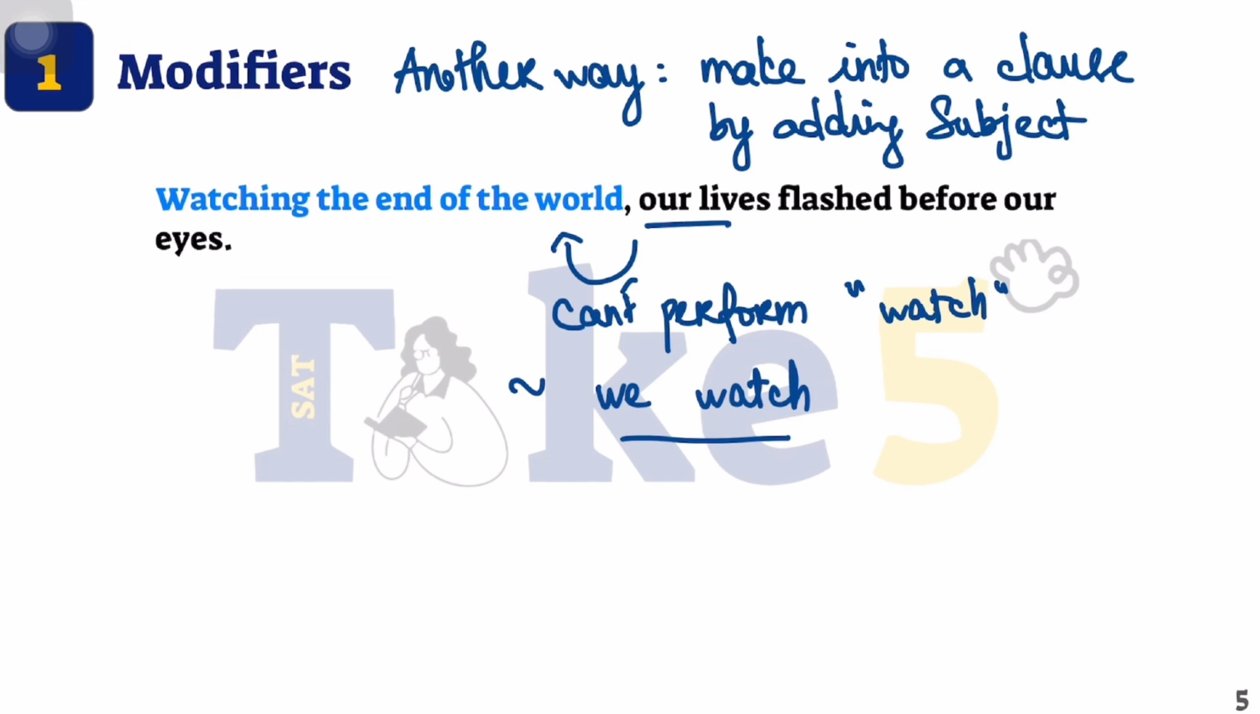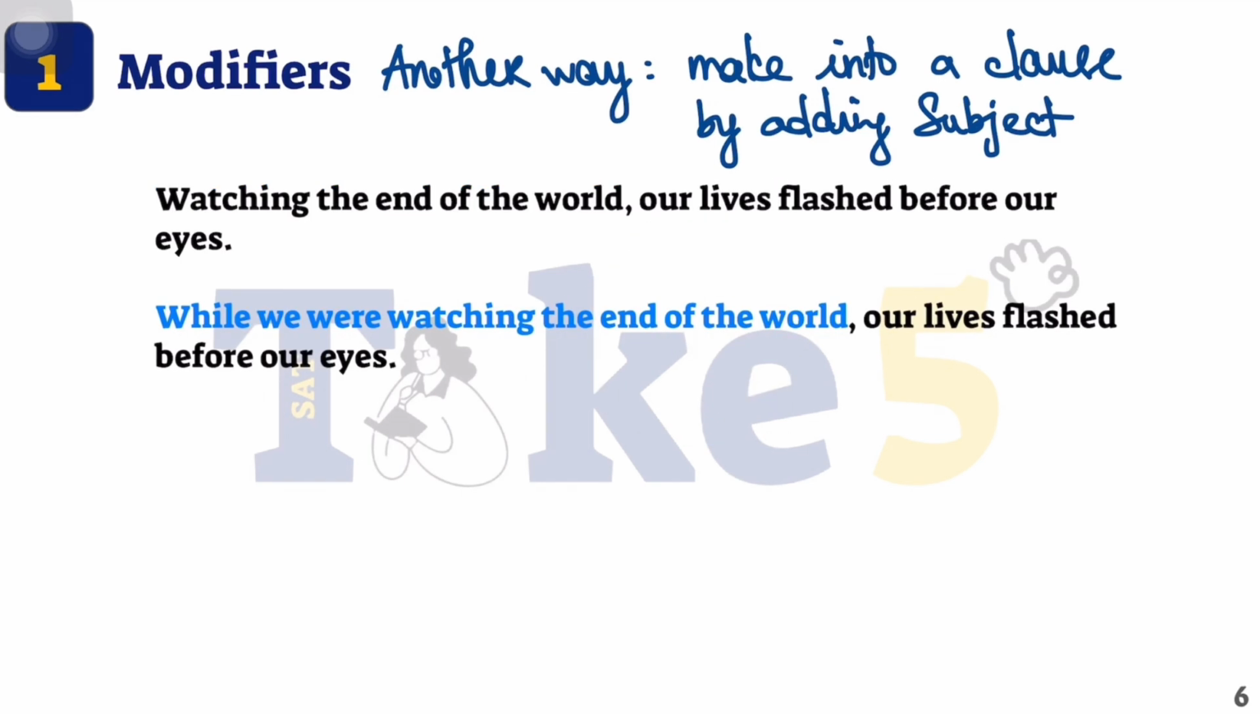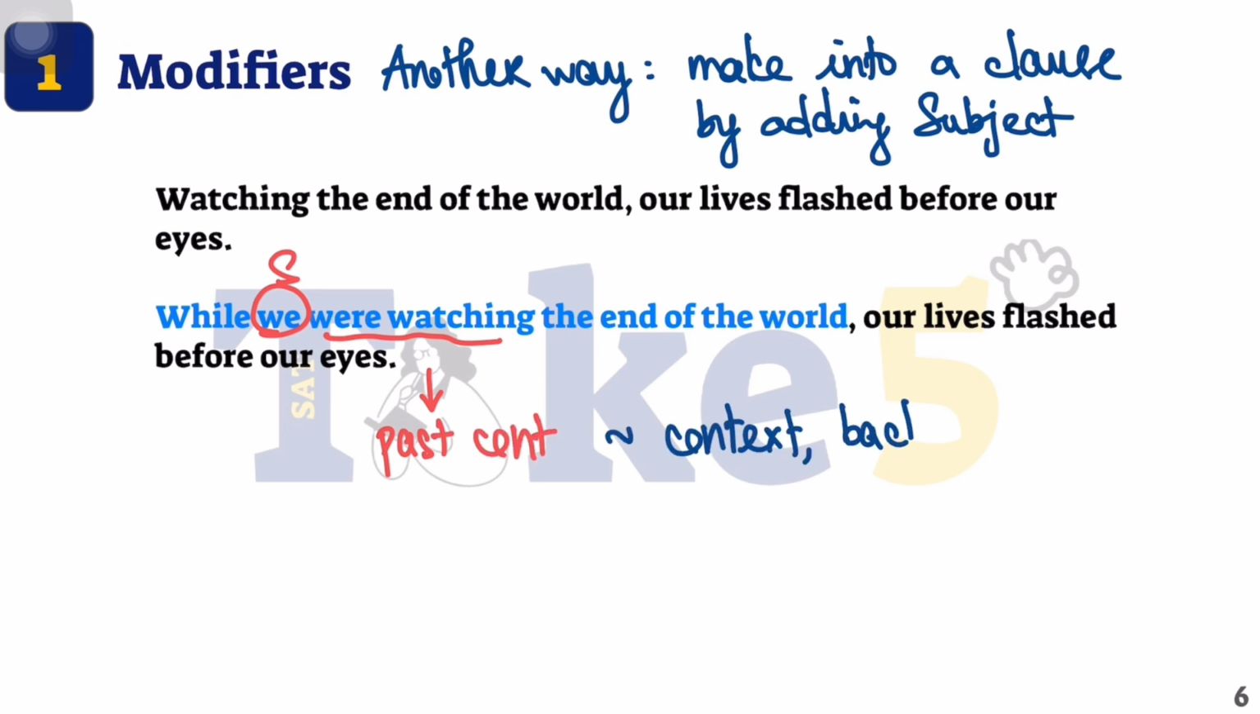It takes the gerund form like a type 1 reduced relative clause for active action like this. So we can correct this by adding the right subject, we, for this action and conjugate correctly. Not gerunds anymore. It will be past continuous tense to show the context or background for the main action. Our lives flashed before our eyes.